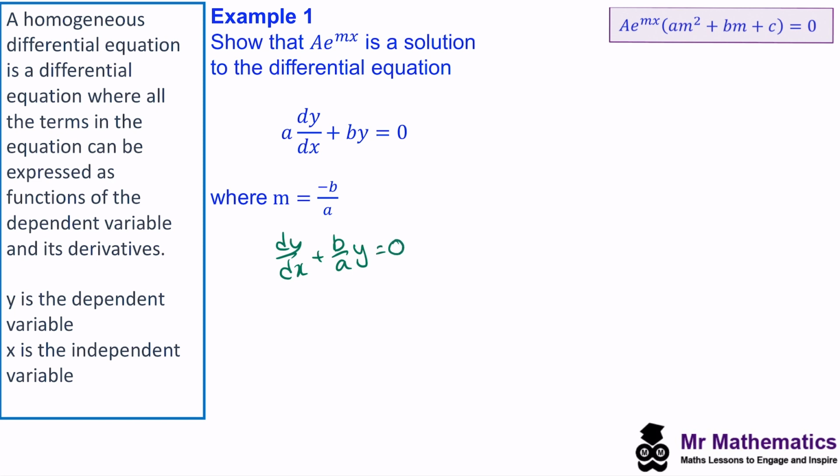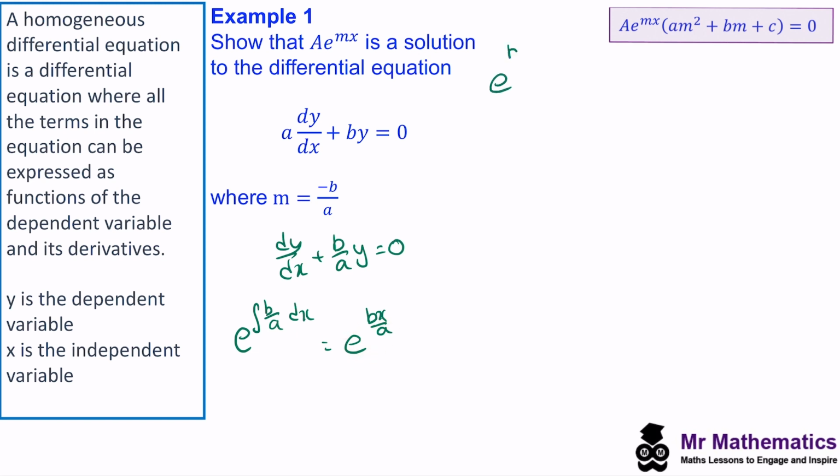Now we need to find an integrating factor, where we have e to the integral of p, and p in this case will be b over a, integrated with respect to x. When we work out this integral, we get e to the power of bx over a. It is this which is our integrating factor. Now we need to multiply the left and the right hand side by this term.